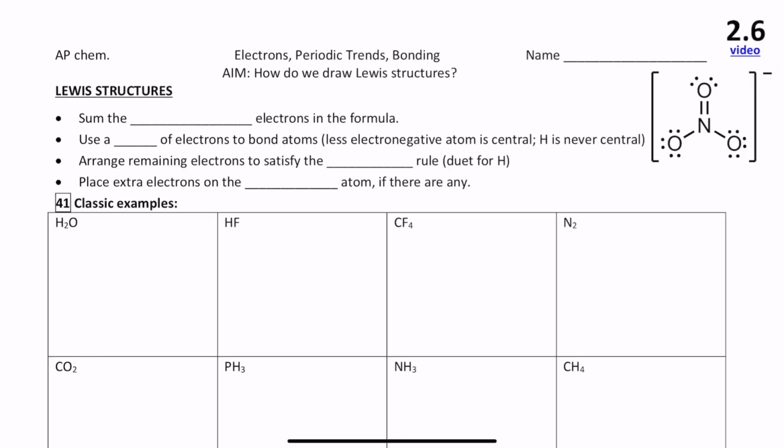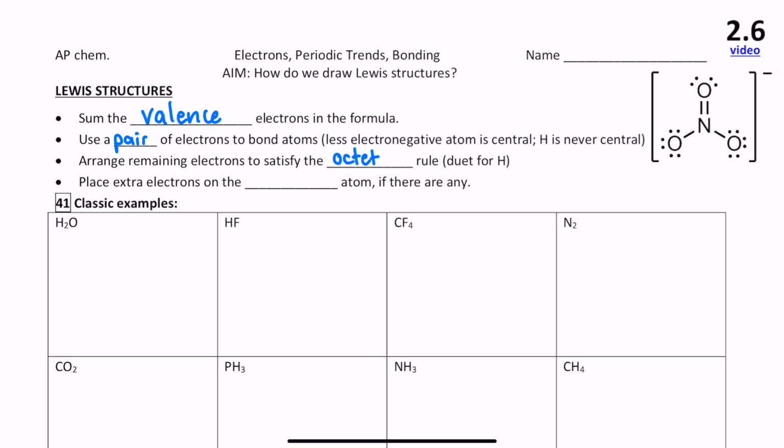Hey there, chemists. In this lesson, we're going to look at how we draw Lewis structures for small molecules and polyatomic ions. First, some rules. To build a structure, you sum the valence electrons in the formula. You use a pair of electrons to bond the atoms together. Typically, the less electronegative atom is in the middle, and H is never in the middle.